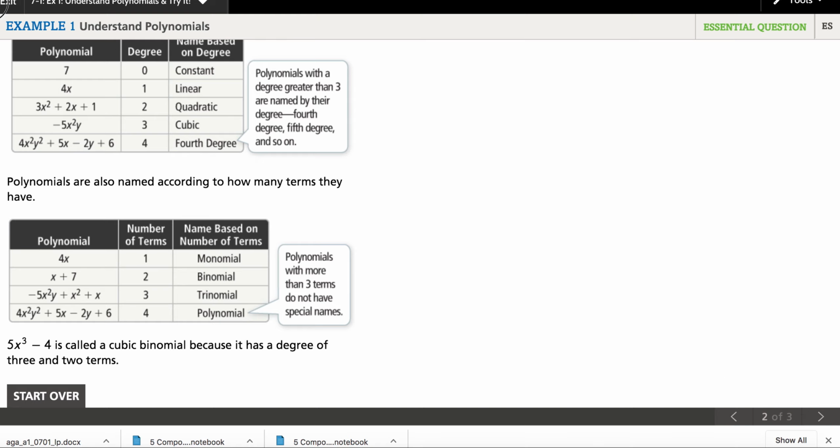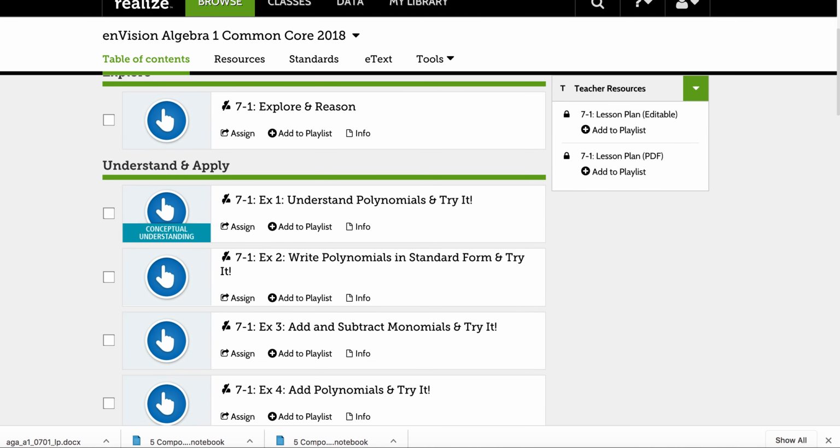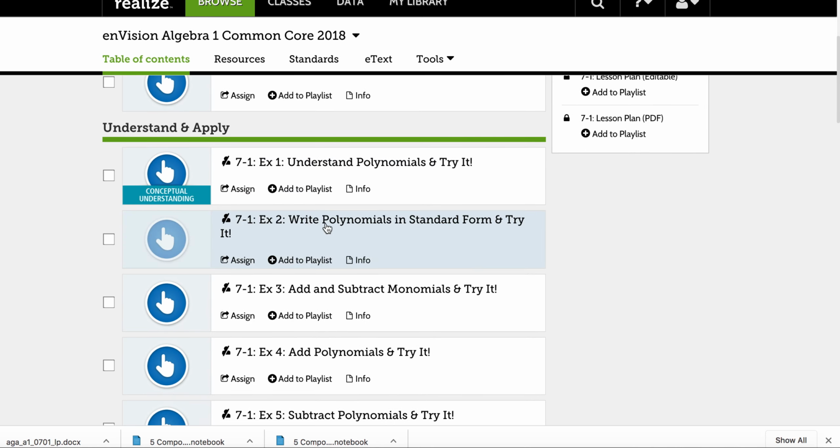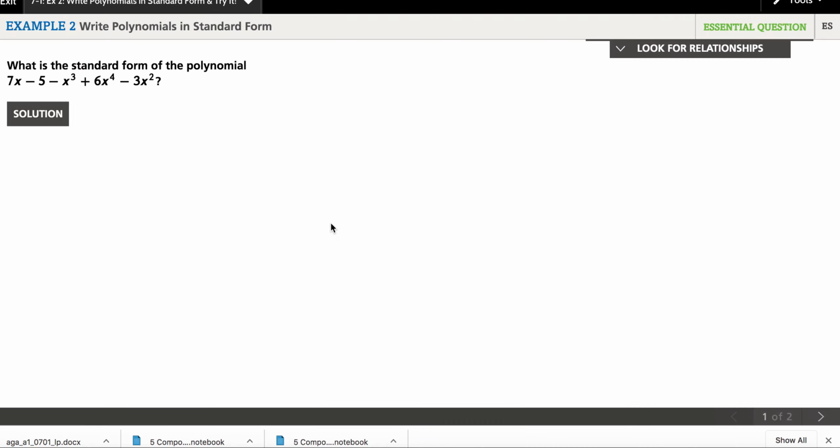Okay, let's go to the second problem, which is going to be writing polynomials in standard form. How do you write polynomials in a standard form? Very important is to know how to write the polynomials in the standard form. Again, pay attention while you're doing this lesson.